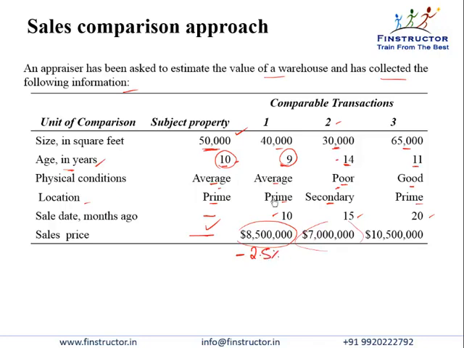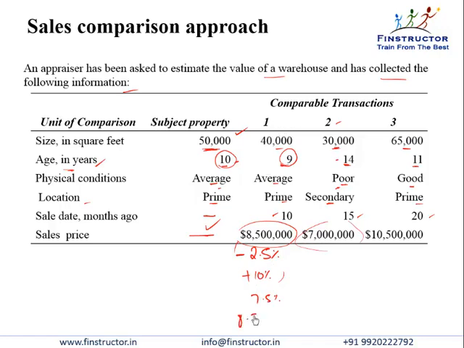Physical condition is the same, so no need to apply any premium or discount. Location is the same, so no need to apply any premium or discount. Sale date happened 10 months ago. If we were seeing this property today, then the price would have been higher by another 10% because 1% per month is what we've seen is the increase in price. So to 8.5 million, we would on the whole increase it by 7.5% before computing our comparable price.